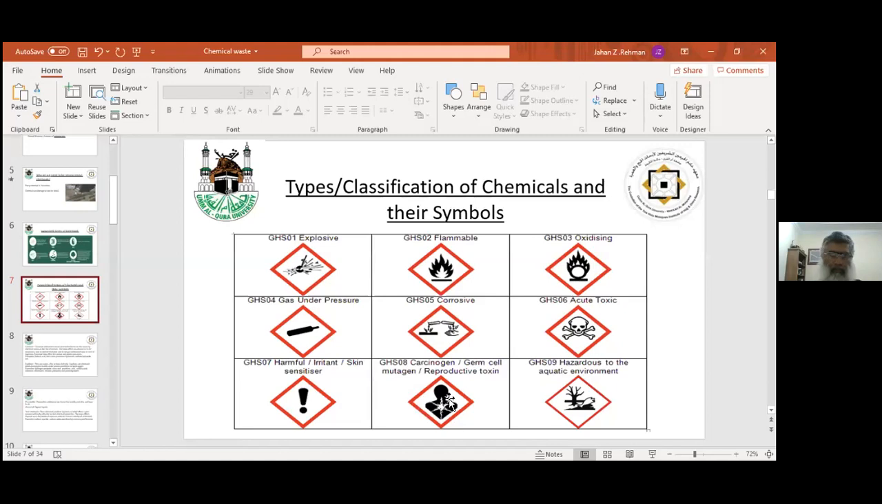Then this is the symbol for carcinogenic. Carcinogenic chemicals are those which can produce cancers, any kind of cancer, though it also depends on the quantity and the toxicity of the chemical. Hazardous for aquatic environment: generally all chemicals are hazardous for the aquatic environment, even water.